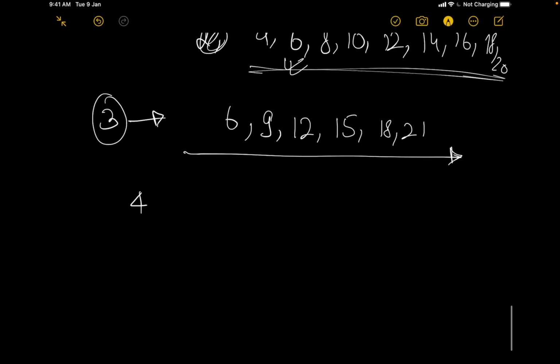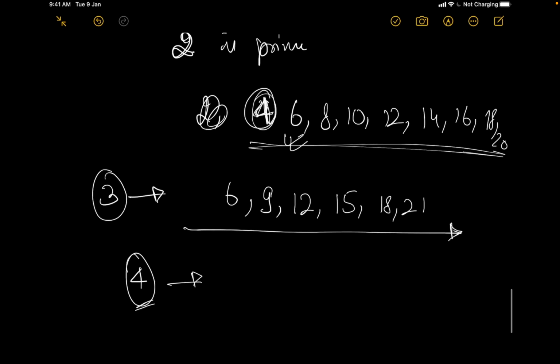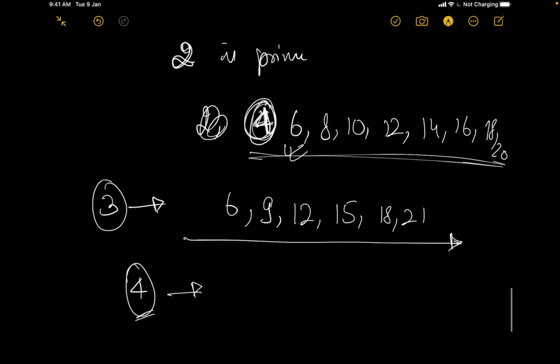Then I'll reach 4. Now at 4 it has already been marked as a composite number, right? It has already been said that 4 is not a prime number. So for 4 I'll simply skip. As soon as I see that it has already been marked as a composite number, I'll skip that. Now why is that the case? Because when I was marking 4 as a composite number, I also marked its multiples as composite.